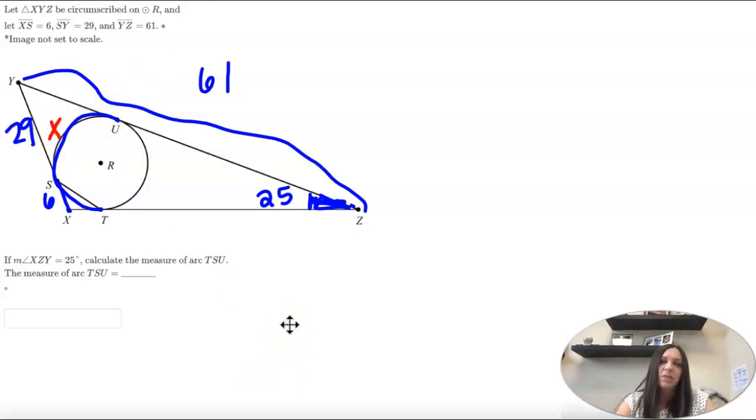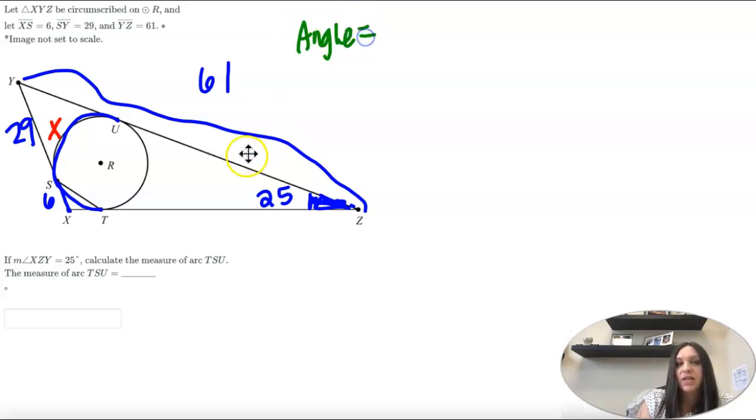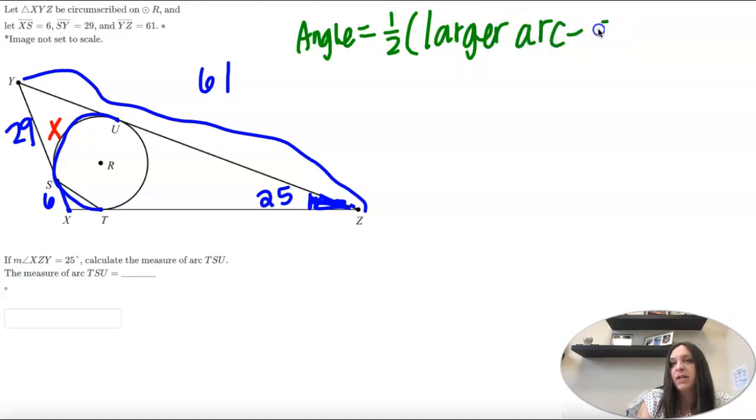All right, so let's see what we have here. We have actually the one we were just using. We're going to take the angle on the outside of a circle, but now our lines are tangent, but it's actually the same equation. We're going to take 1/2 and then we take the larger arc minus the smaller arc.